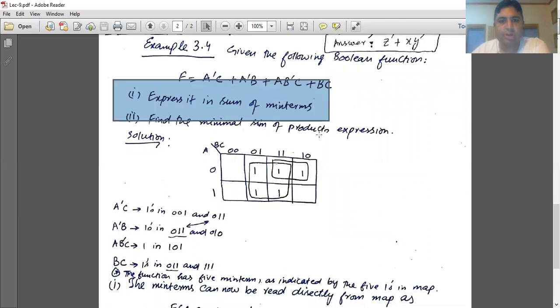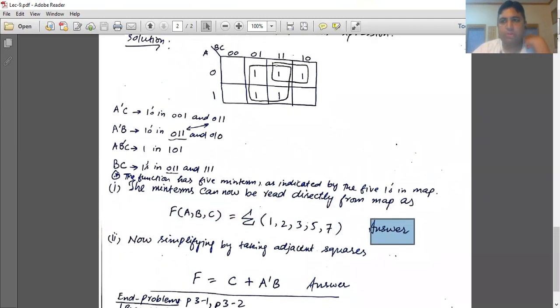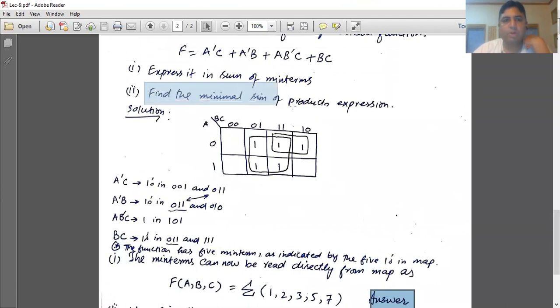Express it in the sum of minterms. We have expressed it in the sum of minterms here. This is your first answer. Now the next part of the question is: find the minimal sum of products.